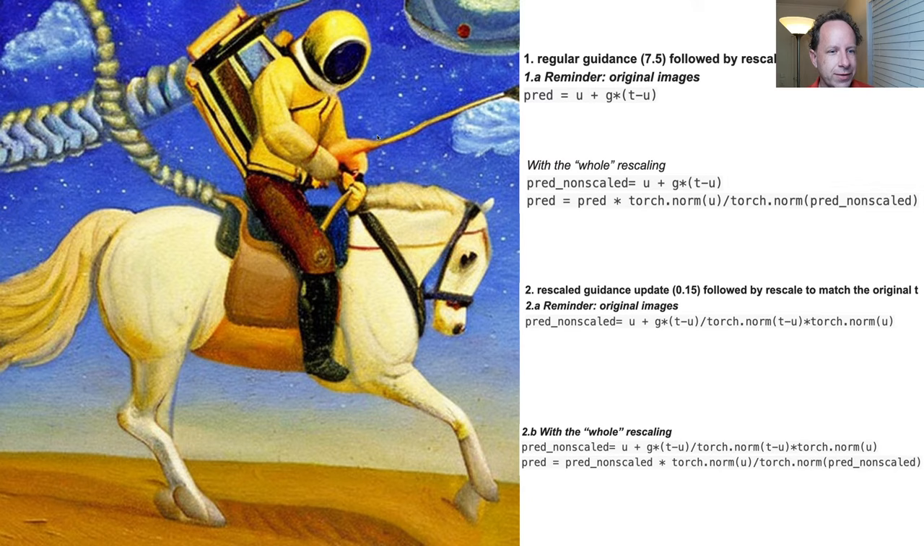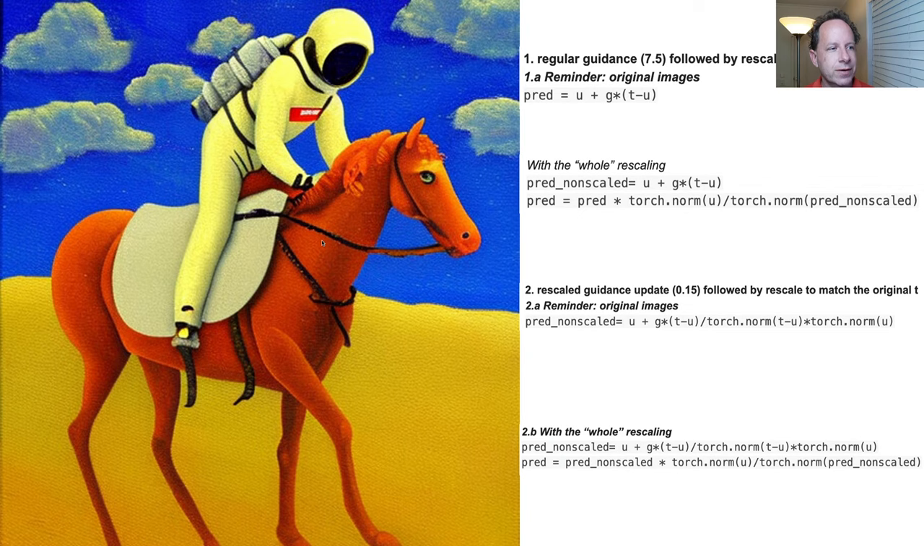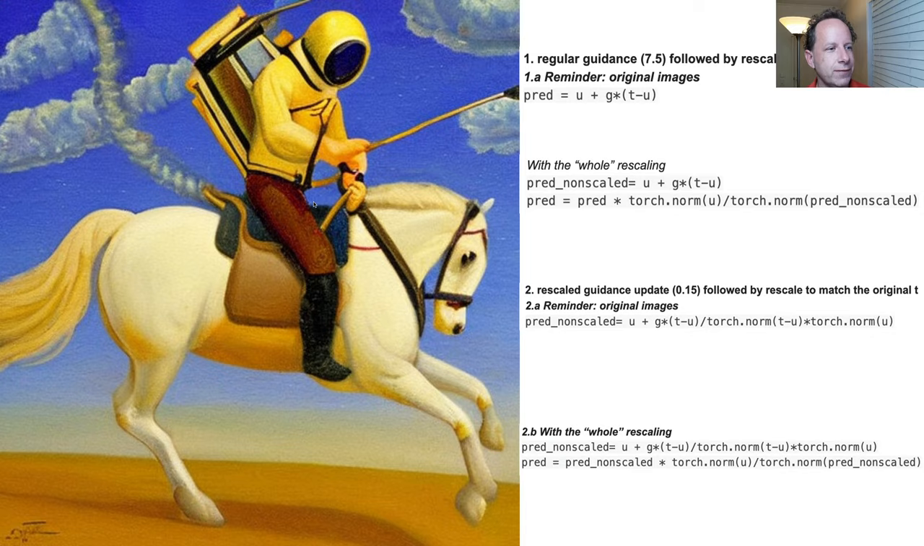And then the second change is not just to rescale the whole prediction, but to rescale the update. And when we rescale the update, it actually, not surprisingly, changes the image entirely, because we're now changing the direction it goes. And so, I don't know, is this better than this? I mean, maybe, maybe not, but I think so. Particularly because this was the difference that added the correct fourth leg to the horse before.